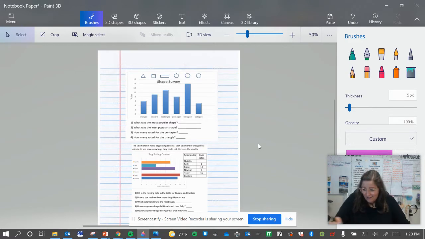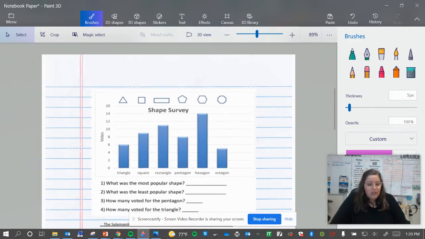Okay. So, tonight, we've talked about tally charts. We've analyzed tally charts. We've talked about picture graphs. We've analyzed picture graphs. Talked about bar graphs. Now we're going to analyze bar graphs. Remember what analyze means? Think about it. It means to look at something and get information from it. We're going to look at it and get information from this representation of data.